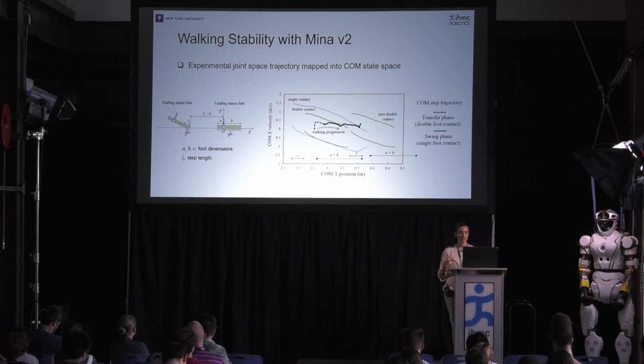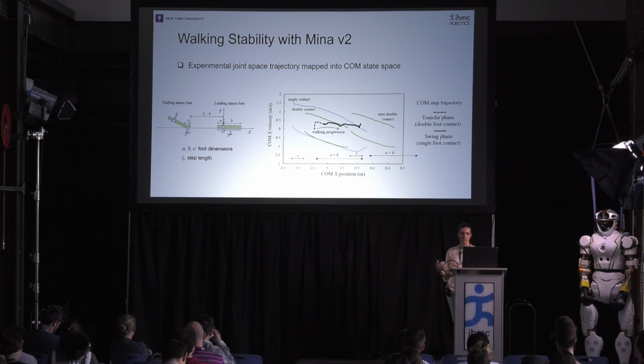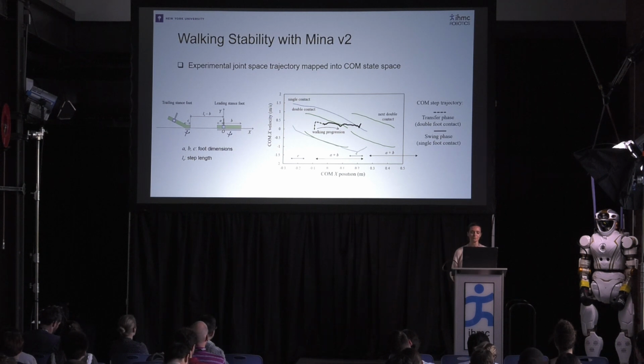What we can observe in these results is that every state of this trajectory is a balanced state, because during the transfer phase, the trajectory is fully within the double contact boundary, and during the swing phase, the trajectory is fully within the single contact boundary, except for the very end. We see that at the end of the swing, the trajectory leaves the single contact stability boundary, but finds itself already within the next double contact stability boundaries, and that at the end is where the next step is going to happen.